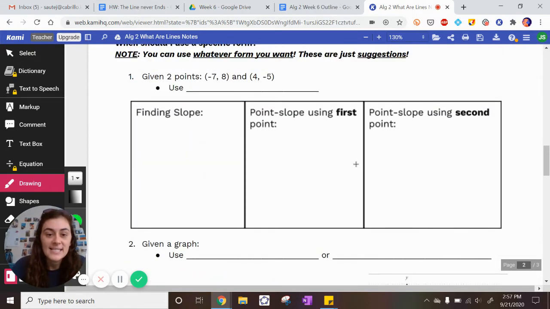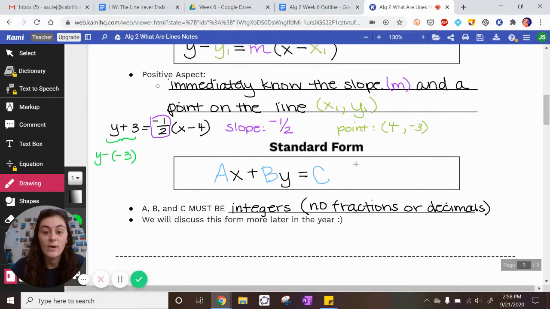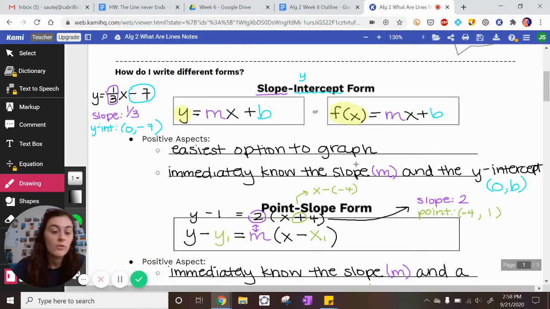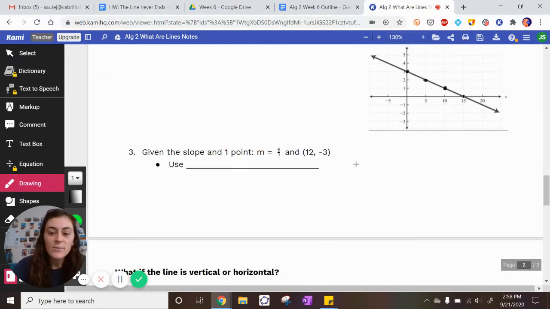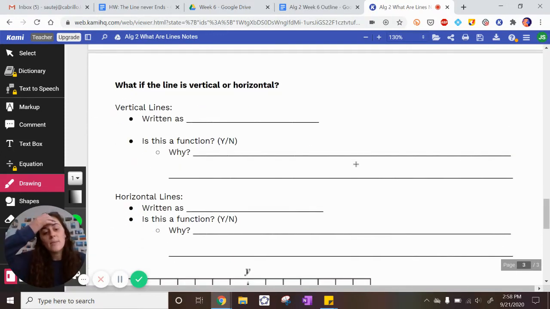We did a bunch of examples today about choosing specific forms of our lines, point slope versus slope intercept. And now we're just going to kind of tie a few things together. If you remember a few classes ago, I said that most lines are functions. But there are specific types of lines that aren't functions. And that's what we're going to explore today with the vertical versus horizontal line.